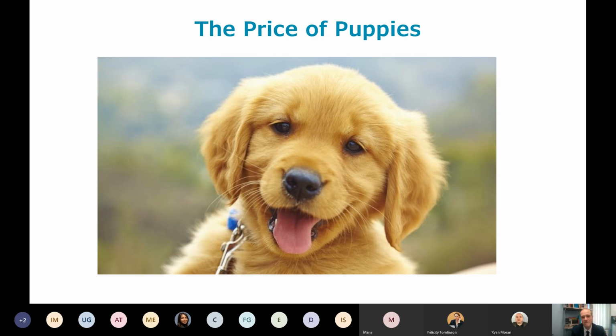So for the next 15 minutes or so, we're going to talk about the price of puppies. And in The Economist, which is a very famous global publication for economics enthusiasts to read on a weekly basis, one of the articles which really grabbed my attention in the past week was one about the price of puppies.